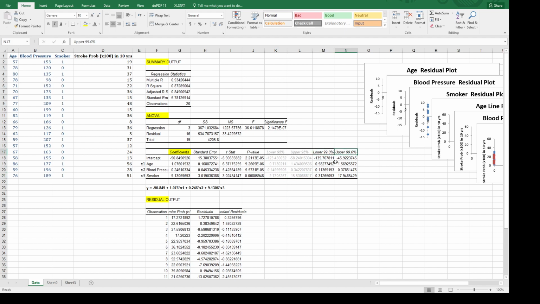99% confidence interval, of course, is much wider. And you can see, for B1, the lower and upper, for B2, lower and upper, and B3, lower and upper. Okay, so what is the rest of information here?